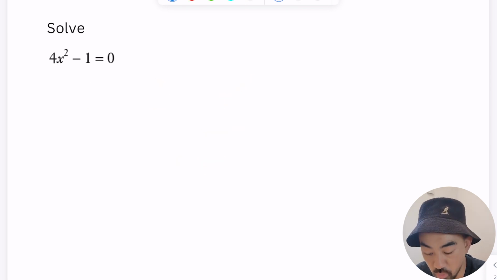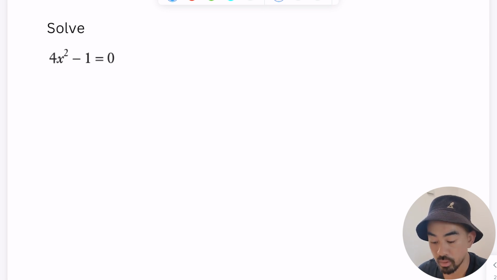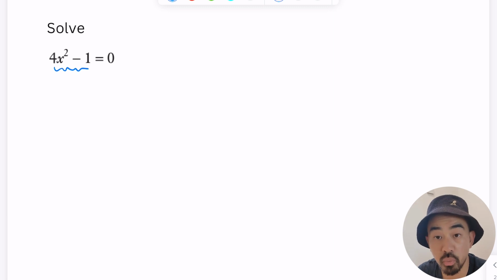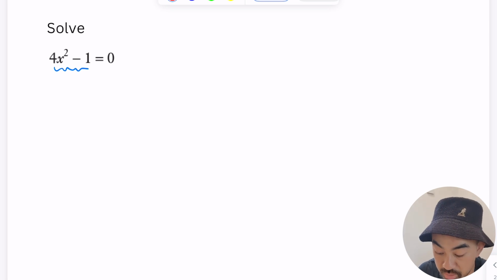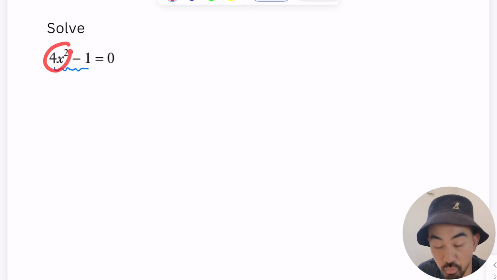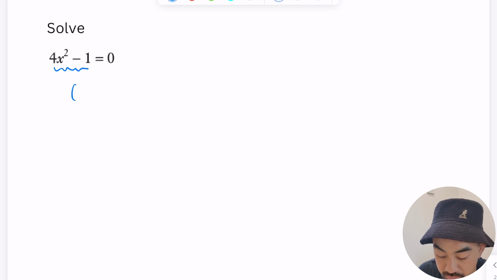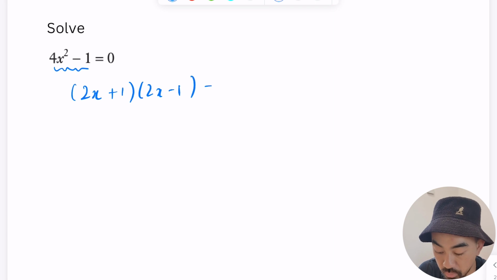Okay, next example. 4x squared minus 1 is equal to 0. So one side's already equal to 0. Now I want to factorize this. There are a few ways to do it, but let's go the route where we factorize it using a difference of two squares. Hopefully you can see that the first term, 4x squared, is a square term, and also 1 is a square number. So I can factorize that by saying (2x plus 1)(2x minus 1) is equal to 0.